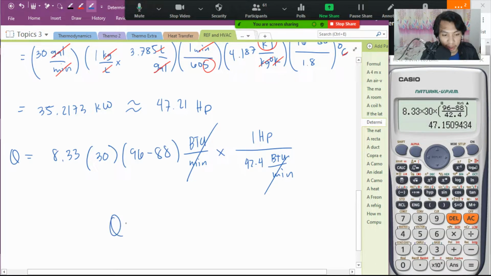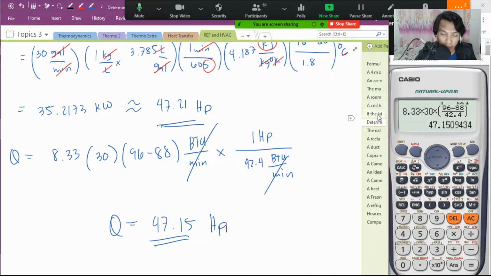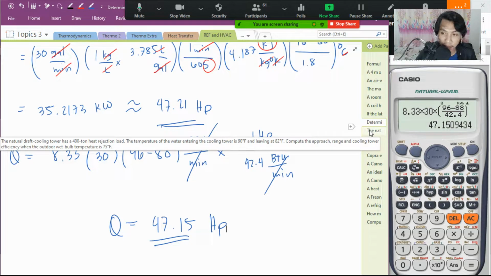We don't stress ourselves over things that don't matter. Hindi ganun kahaba. Okay? 1.5. Oh, almost the same. Okay? Ganun lang kadali yun. So, that is for problem number 7. Okay? How about problem number 8?